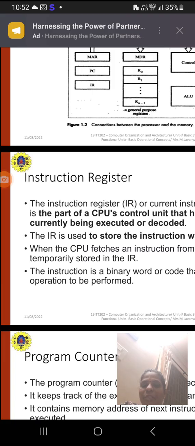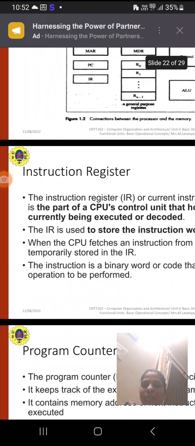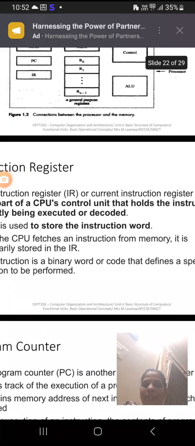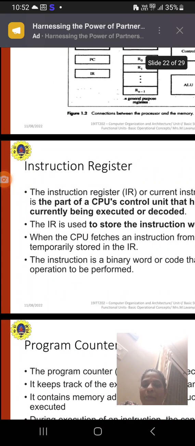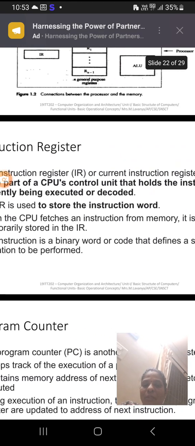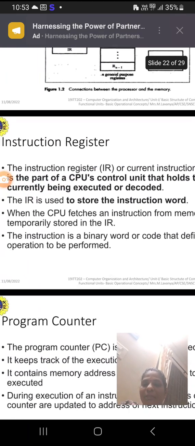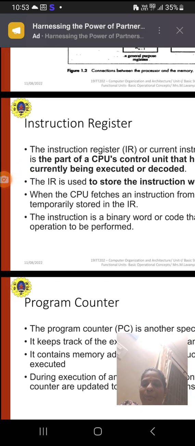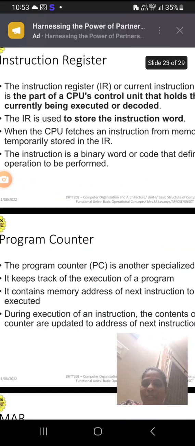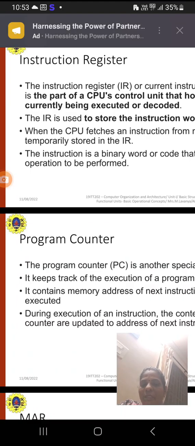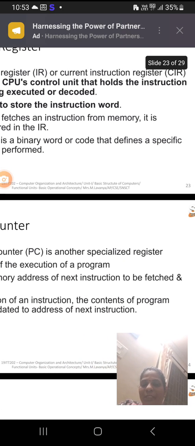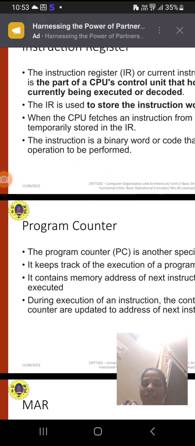An instruction register is used to store the instruction word. It fetches the instruction from the memory, and it is temporarily stored in the instruction register. So it's a binary word or code that defines the specific operation to be performed. The program counter is another specialized register, which tracks the execution of a program. It contains the memory address of the next instruction to be fetched and executed.